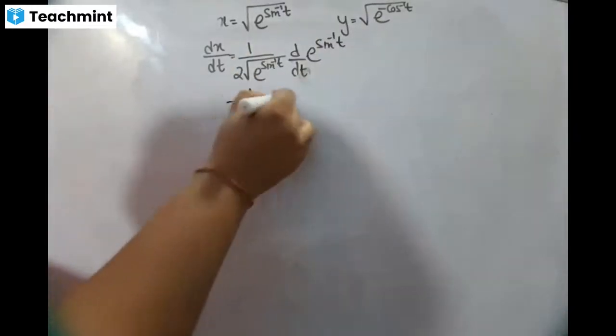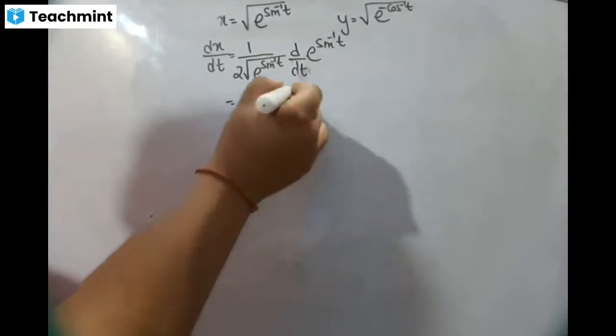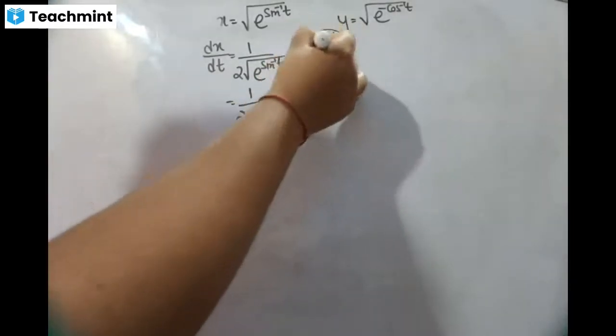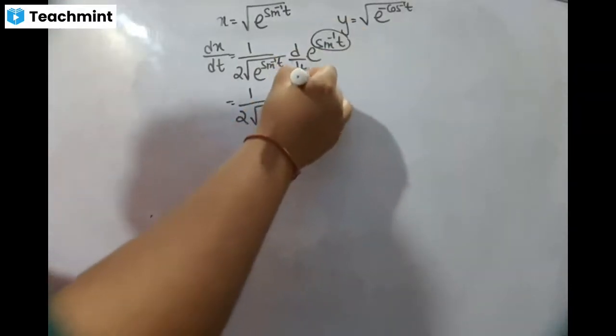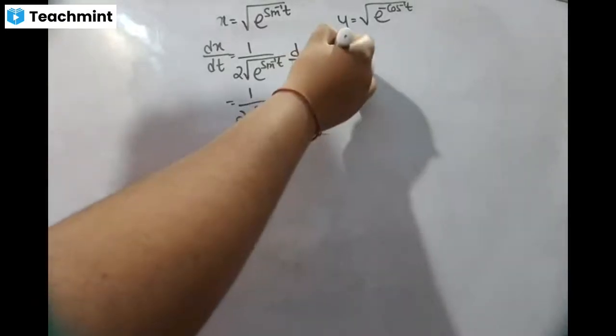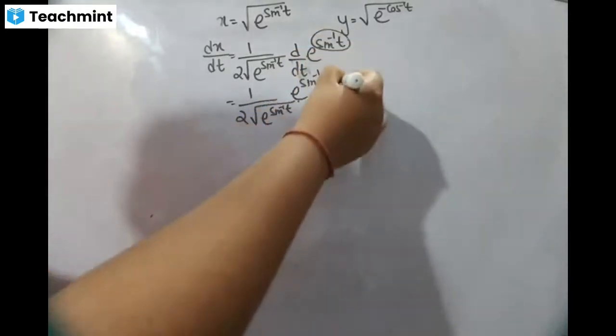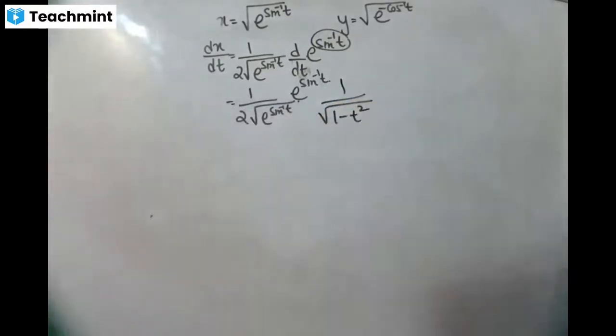So you get 1 by 2 under root e to the power sine inverse t. What should be the power of e? It should be x, but this is sine. So the derivative of e to the power sine inverse t is also e to the power sine inverse t, but this is just an assumption. So the derivative of sine inverse t will be 1 divided by under root 1 minus t square. So everyone see the derivative.